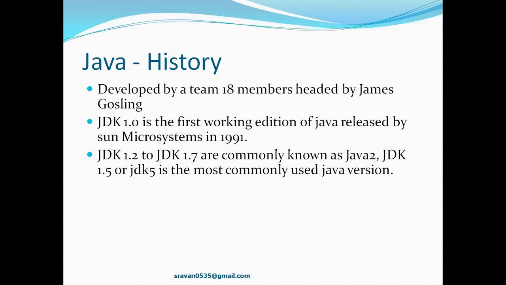Guys, am I clear about the Java history? Yeah. So who developed Java? James Gosling and his team. Under which company? Sun Microsystems, in the year 1991. What is the latest version of Java? Actually, even 1.7 is not the latest. 1.8 is the latest version of Java. The initial version was 1.0, released in 1991. 1.2 to 1.8 are commonly known as Java 2. Java 2 is nothing but the Java second platform. Guys, am I clear about the history?